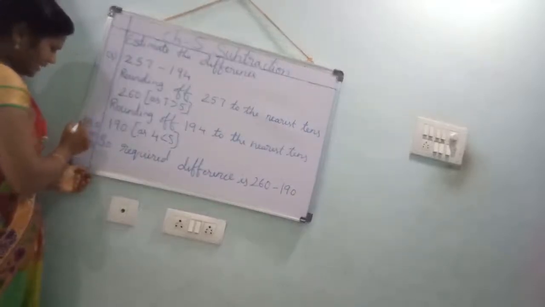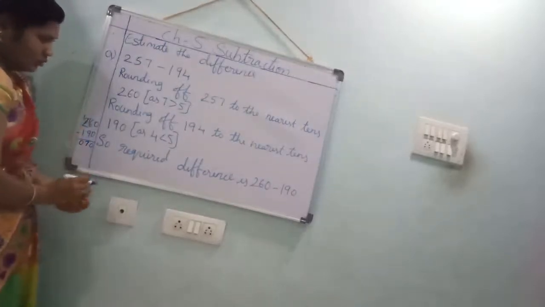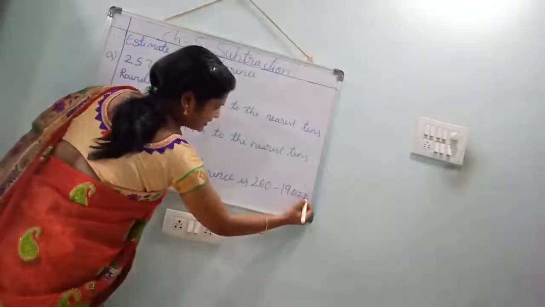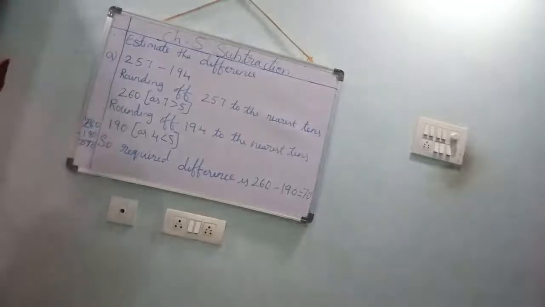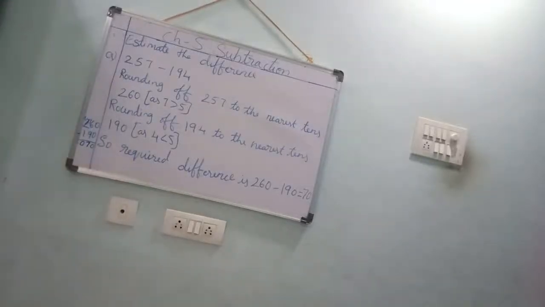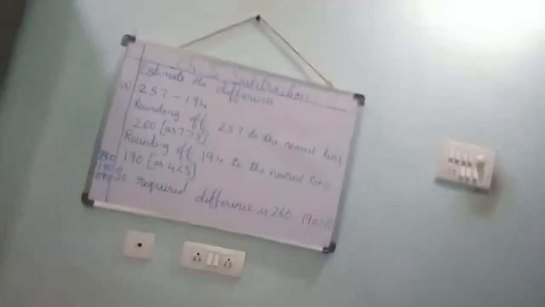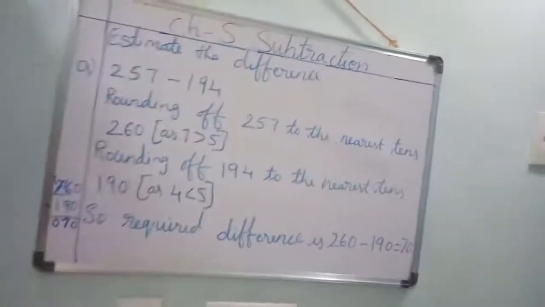Here, 1 minus 1, 0. What is the difference? 70 is the difference. Understood, children? 70 is the difference. Copy in the classwork, ma'am.